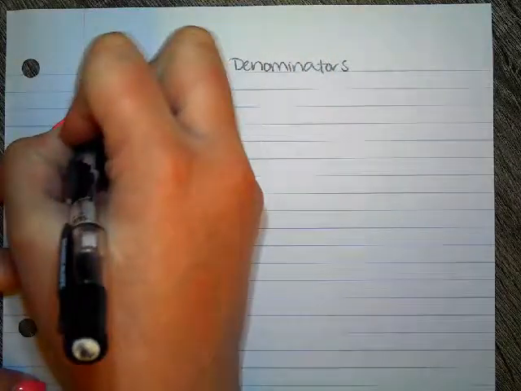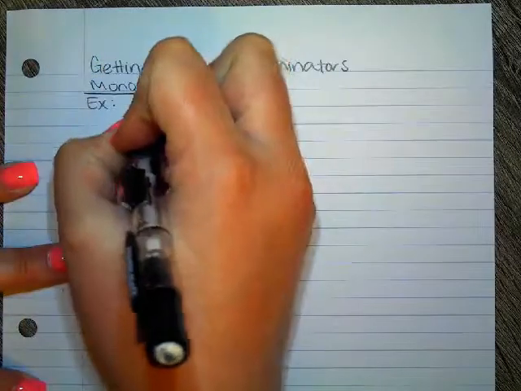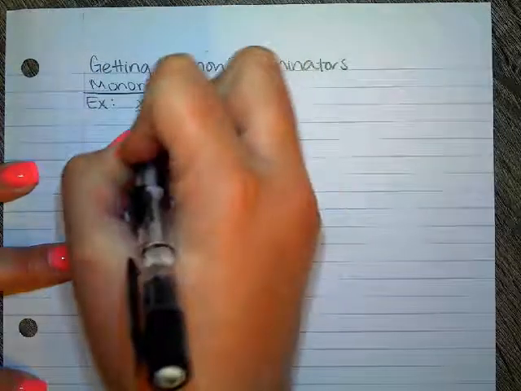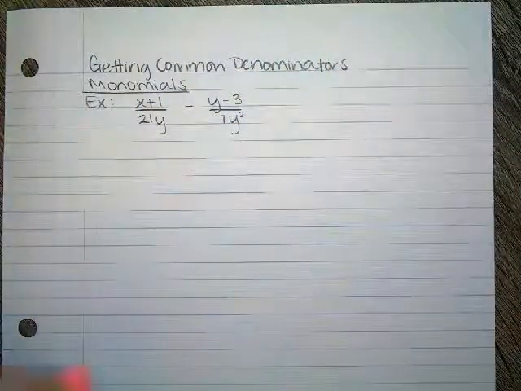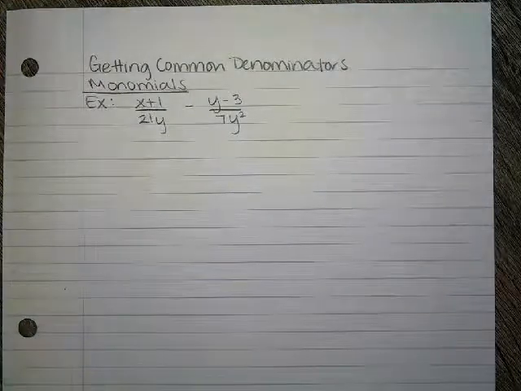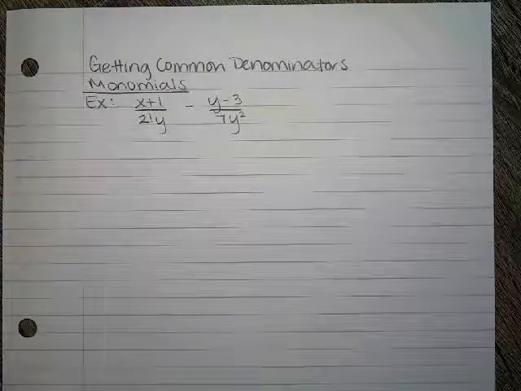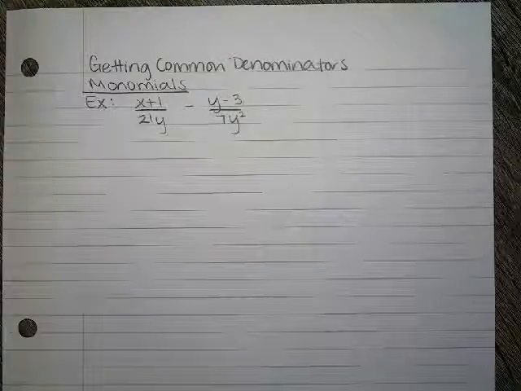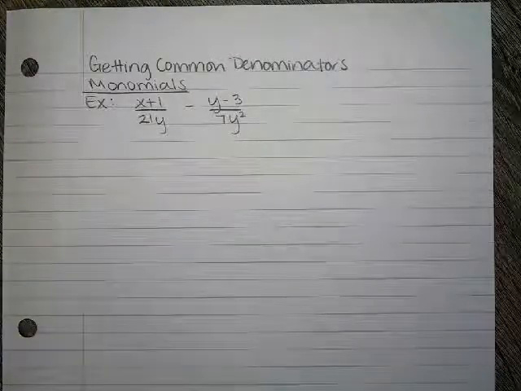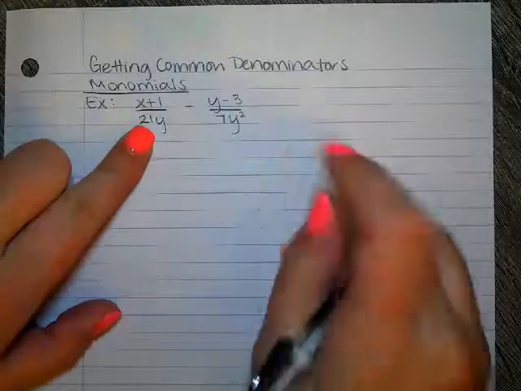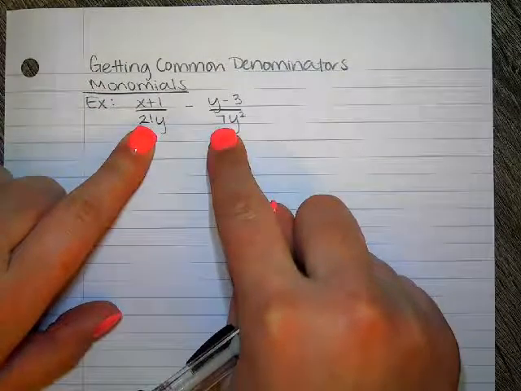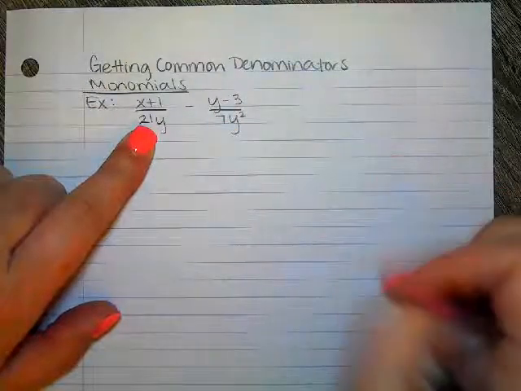So here's the first example. We have x plus 1 over 21y minus y minus 3 over 7y squared. So what's going to be helpful is to break that denominator into pieces. So look at the numbers first, the coefficient, and then look at the variables. You might have more than one variable, you might just have one. So here we just have the variable y. So between the 21 and the 7, we want to see if there's something in common, like the idea of a GCF.